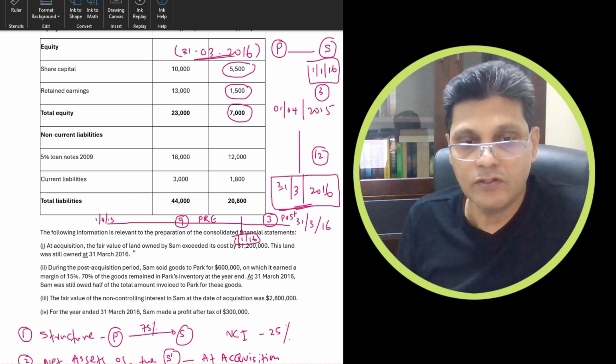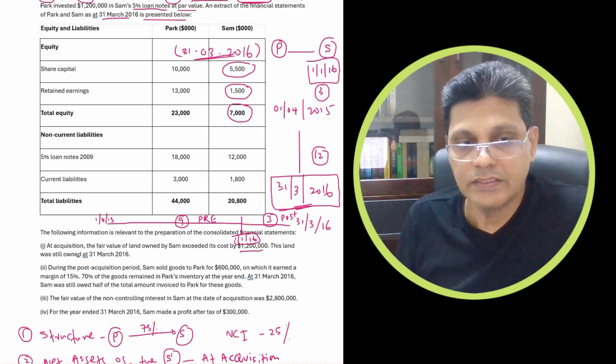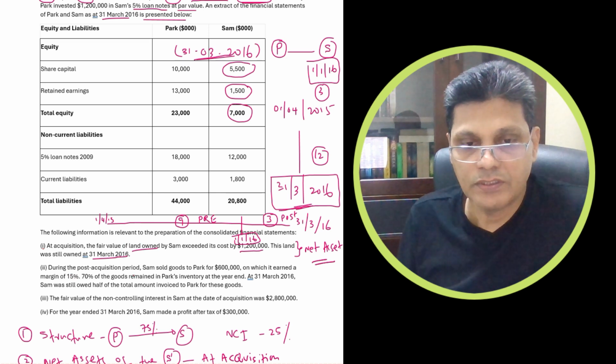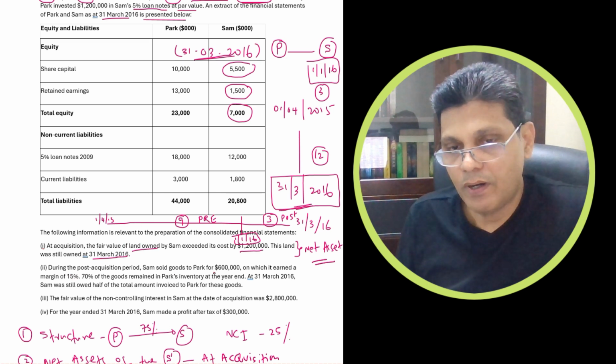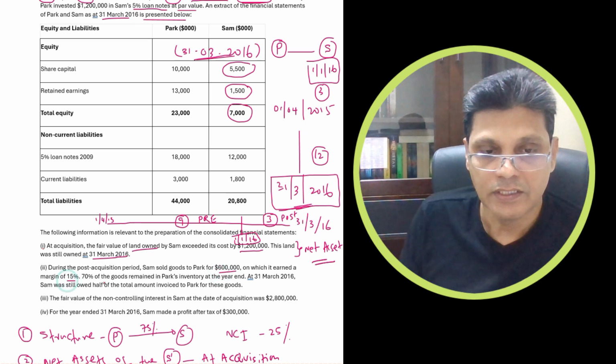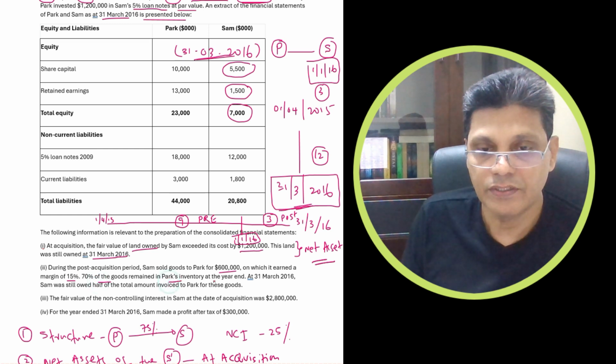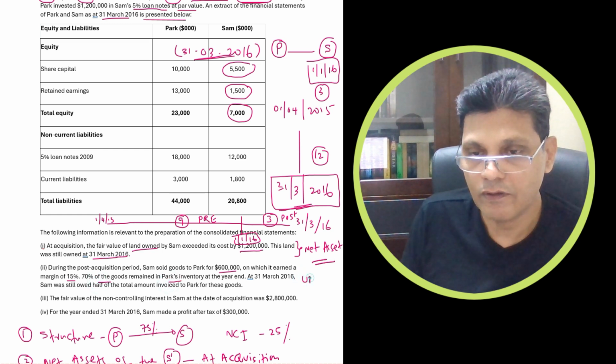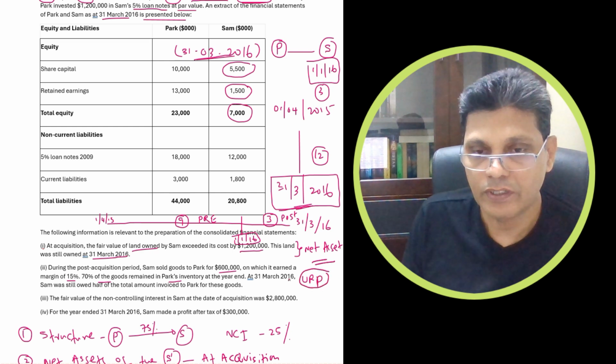At acquisition, the fair value of the land owned by Sam exceeded its cost by 1.2 million. This land was still owned at 31st March 2016. So this is the fair value of the net assets. For the fair value of net assets calculation, you need to consider the revaluation of the land. During the post acquisition period, Sam sold goods to Park $600,000 on which it earned a margin of 15%. 70% of the goods remain in Park's inventory at the year end. So here we need to calculate the unrealized profit, which I will do later.